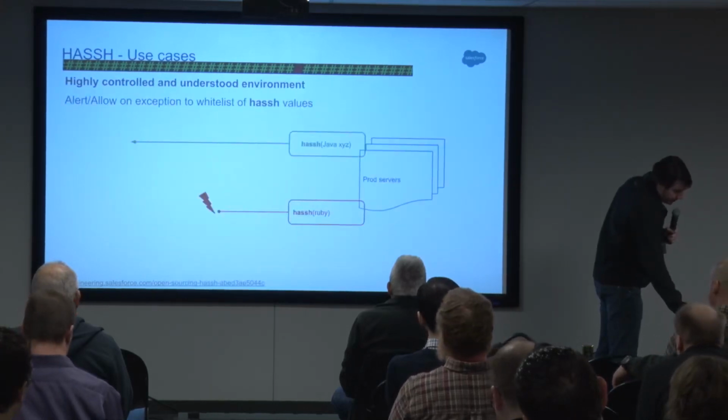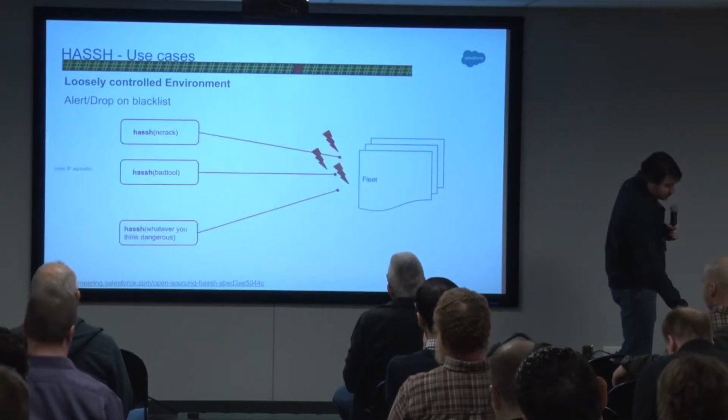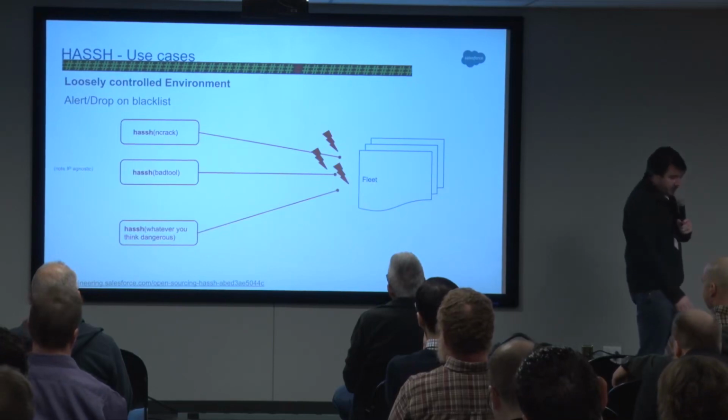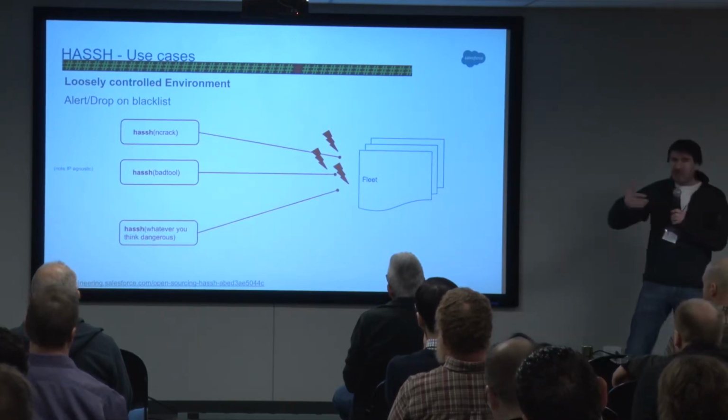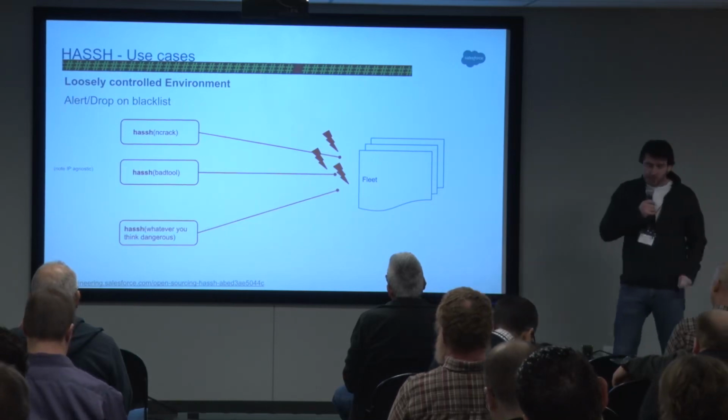So again, if you see like a hash of Ruby going to your prod servers, maybe that's bad. Loosely controlled environments, so non-prod environments, you can just look for things like the hash for like ncrack or some malicious activity.